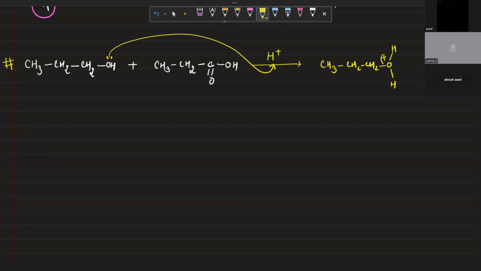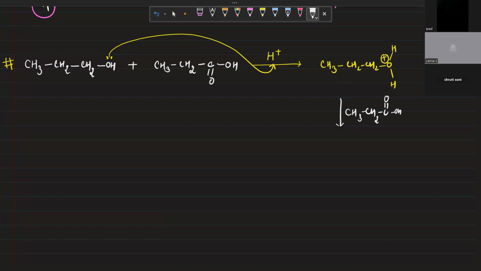Like an intermediate structure? This is not an intermediate. Like an adduct or something? A transition state, we can say. Okay, a transition state or an adduct, we can say. Then what will be the next step? Basically, now the carboxylic acid is going to bond with the transition state molecule.